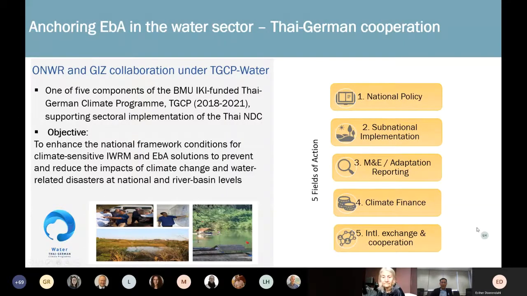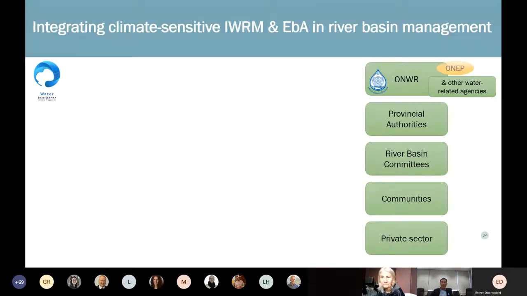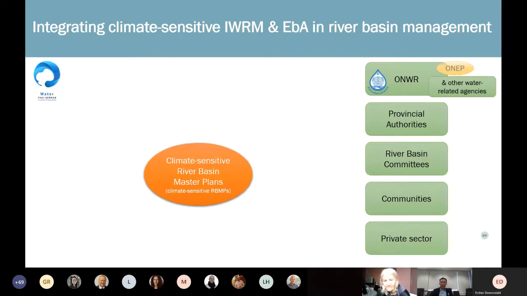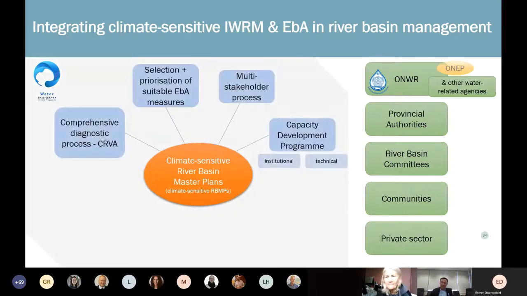To support the integration of EbA and IWRM on the ground, we are working in the Jom and Sakaeng river basins in the lower northern part and the western part of Thailand. The objective is to develop river basin master plans that are based on a comprehensive climate risk and vulnerability assessment and will identify suitable EbA options for water, flood and drought risk management for the river basin.